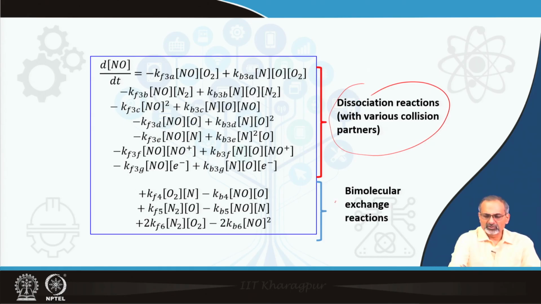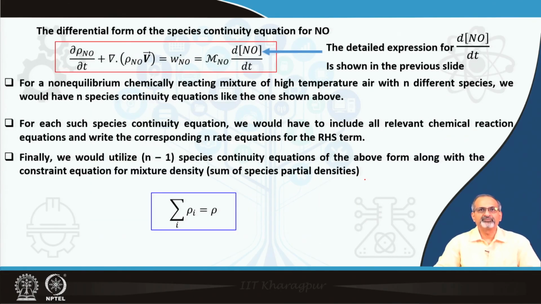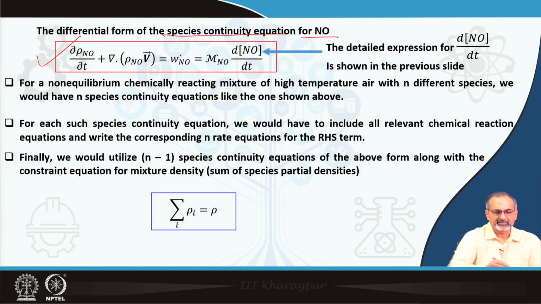Additionally, you also look at the bimolecular exchange reactions which lead to production of NO. So, that is basically the form that we had mentioned earlier in the species continuity equation. Now, coming to the differential form of the species continuity equation for NO, it would then be written in a form like this, where instead of calling it i, we have made it specific, we are calling it NO.